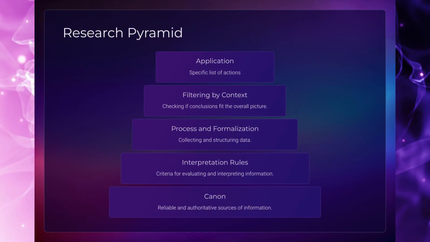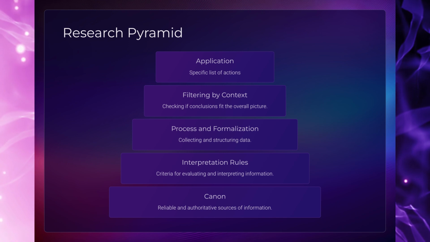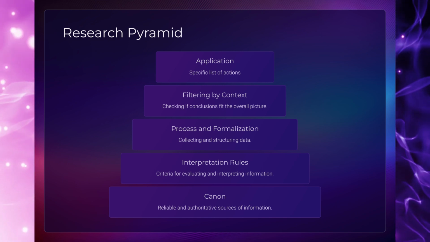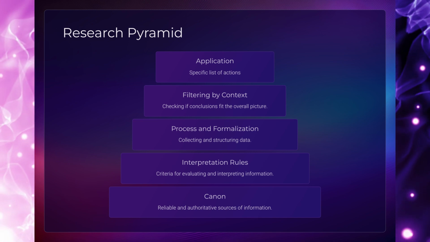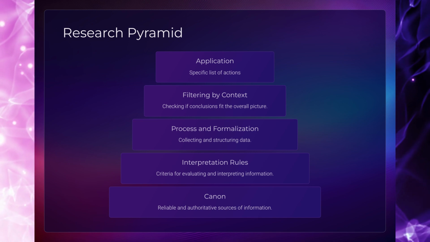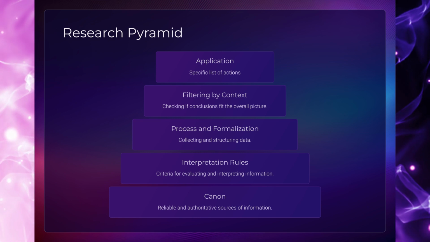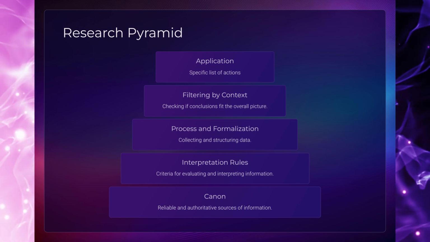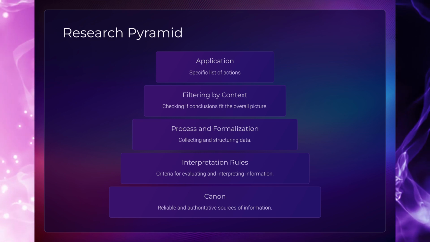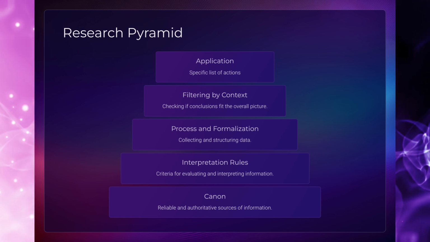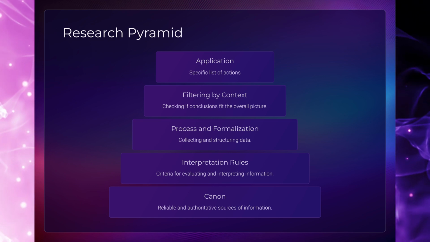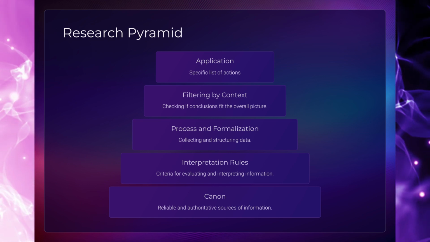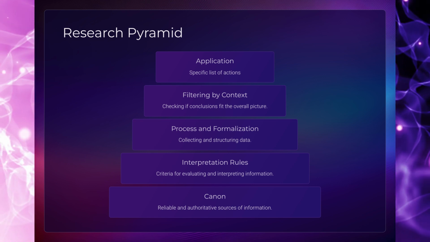Imagine a pyramid that helps structure your research from the most fundamental foundations to specific conclusions. At the base of the pyramid is the canon, a set of reliable and authoritative sources of information, a kind of gold standard in your field. These can be textbooks recognized by experts, scientific journals, reports from leading specialists. The canon is important because it ensures the accuracy and reliability of information, helps avoid errors due to incorrect or outdated data.